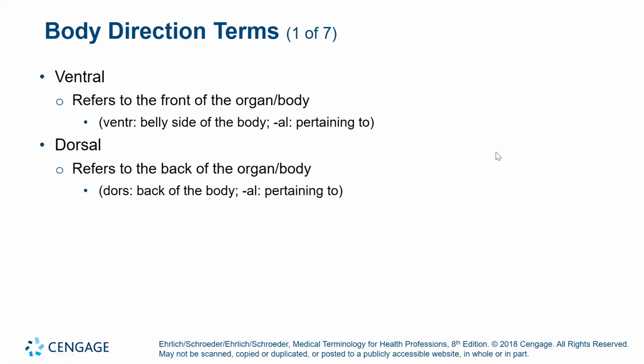Some of the body direction terms that we have in the chapter. Ventral refers to the front. Ventr is the belly side of the body, and al is pertaining to. So ventral means pertaining to the belly side of the body. Dorsal refers to the back of the body. Dors is back of the body, and al is pertaining to. So dorsal means pertaining to the back.